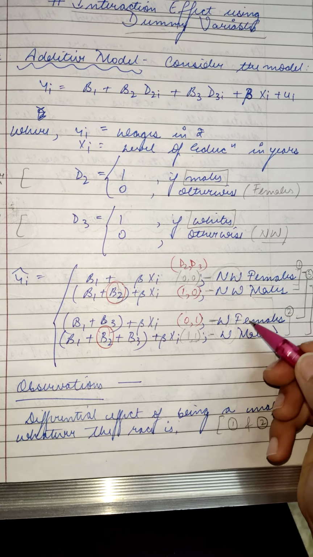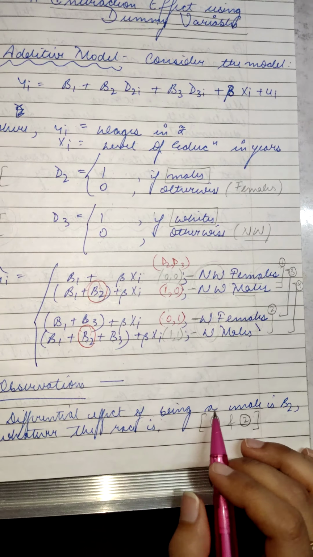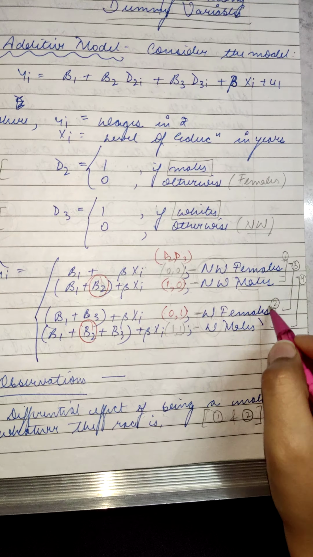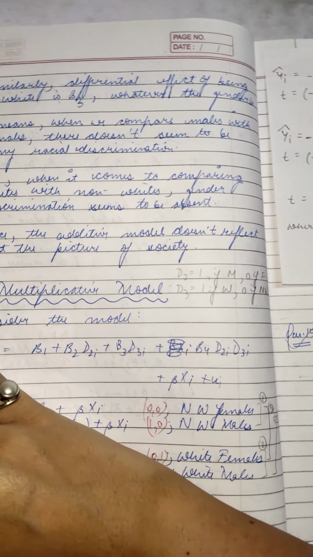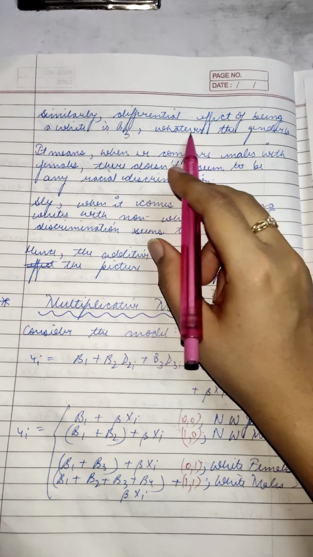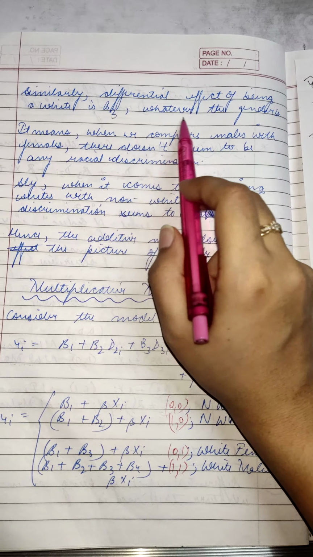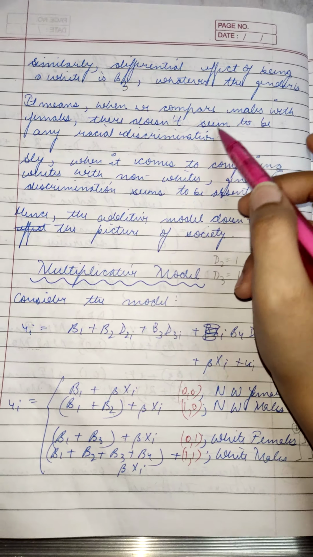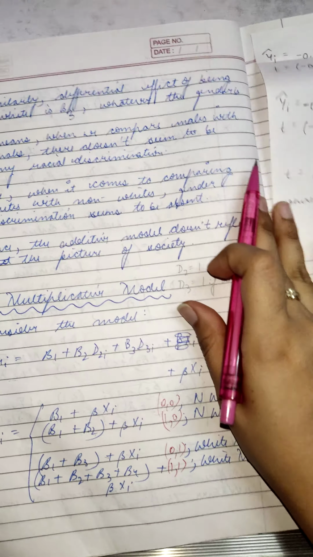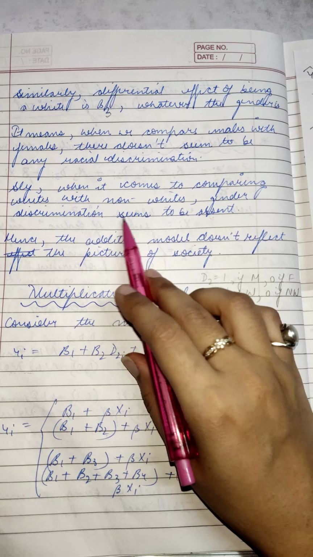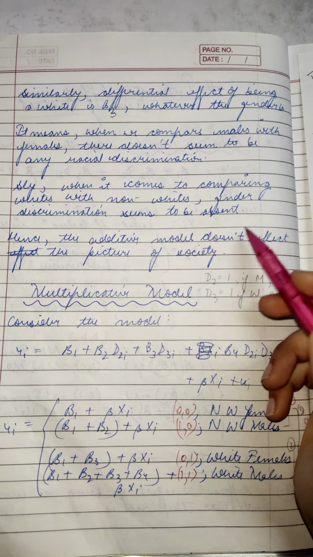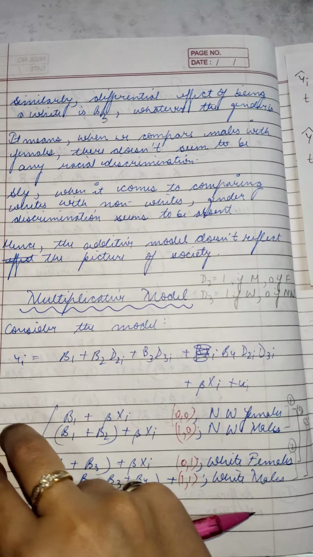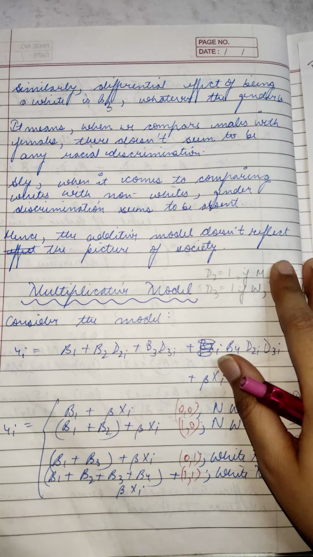So I have my observations here. Differential effect of being a male is beta 2 whatever the race is, and this is coming from the 1 and 2 comparisons. And then I have the differential effect of being a white is beta 3 whatever the gender is. It means when we compare males with females, there doesn't seem to be any racial discrimination. Similarly, when it comes to comparing whites with non-whites, gender discrimination seems to be absent. Hence, my additive model does not reflect the picture of the society.